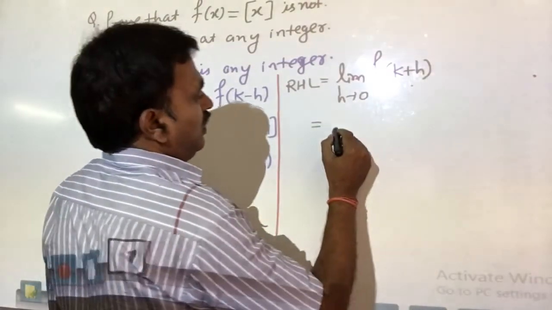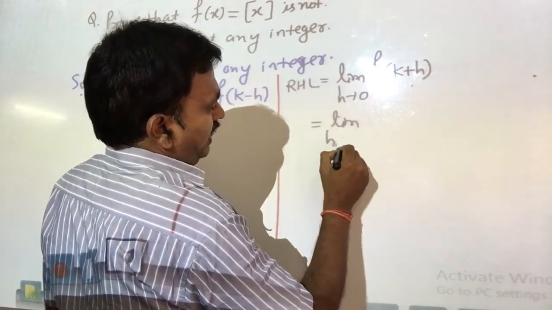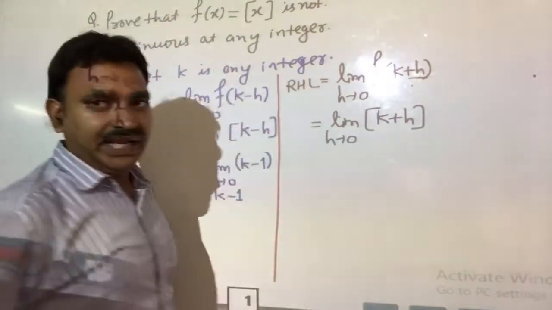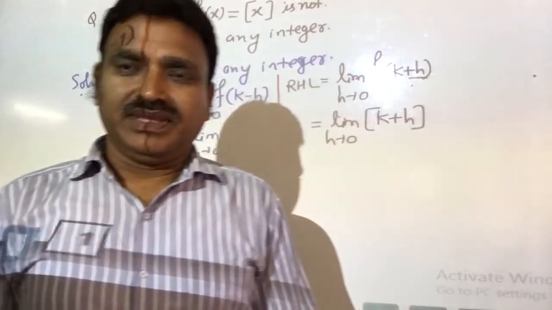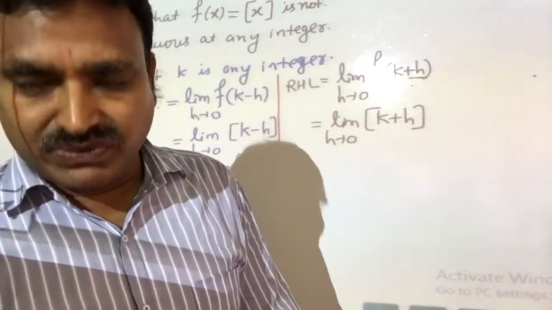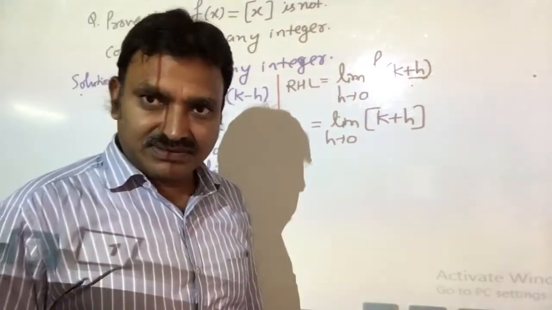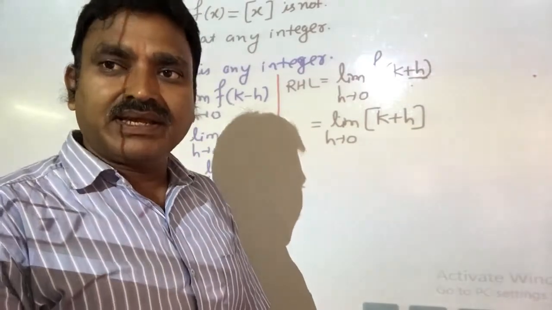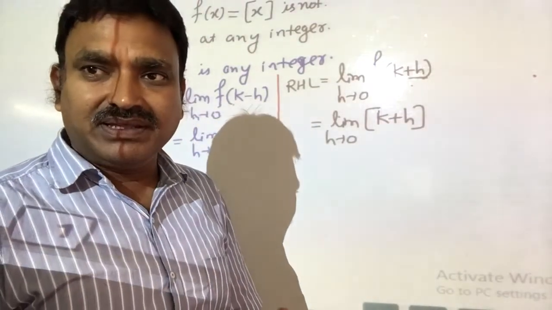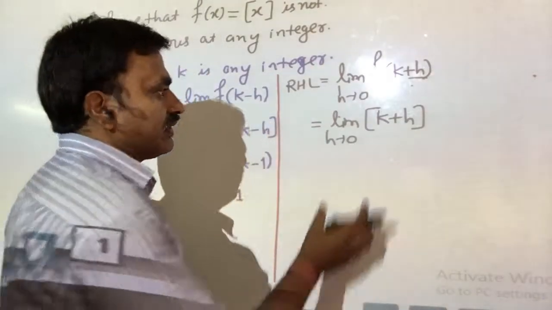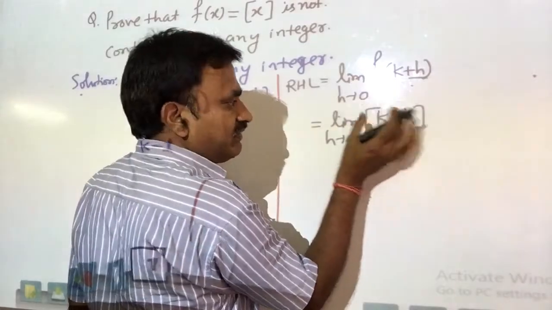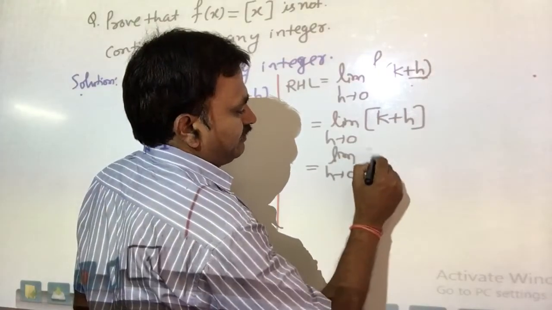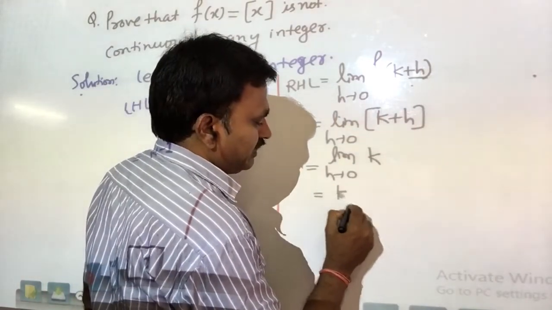So now, the limit as h tends to 0 of the greatest integer function of k plus h. Again, h is a very small positive real number, like 0.1, 0.12. So k plus h, with k an integer, is any number, suppose 3, then it will be 3 point something. The greatest integer value for this will convert this number to k, and the answer will be k.